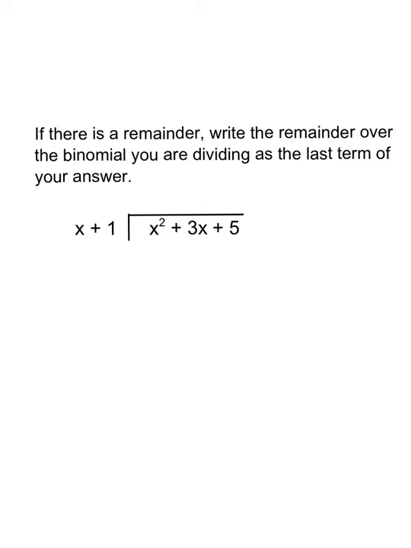So if there is a remainder when you're dividing, you're going to write the remainder over the binomial you are dividing as the last term of your answer. So the binomial would be this term here.